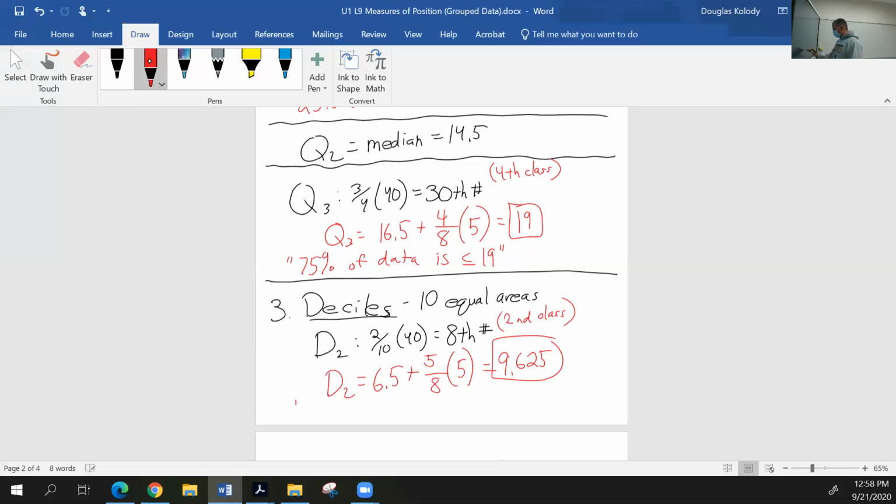And then a quick verbal. D2, that's what, 20%? So 20% of the data is less than or equal to 9.625.